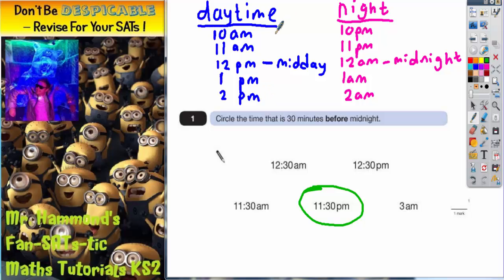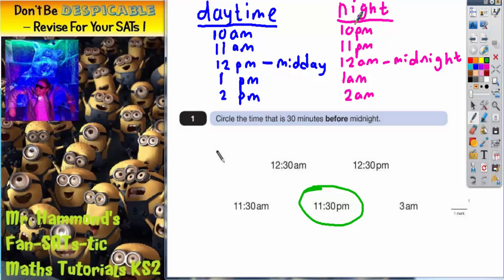The daytime, it goes 10 AM, 11 AM in the morning, and that's just before midday, just before lunch. And then at lunch, at midday, that's when it switches from AM to PM. So that's when the morning becomes the afternoon. So midday is 12 PM.